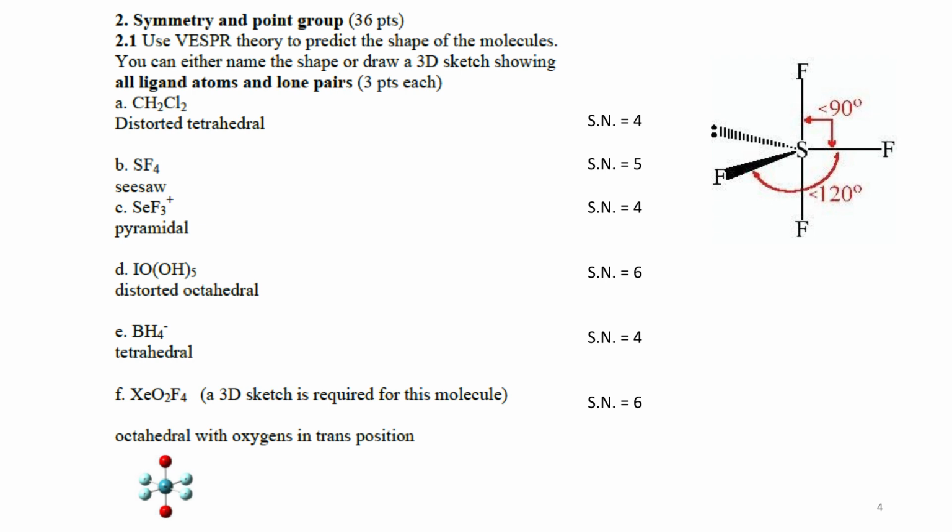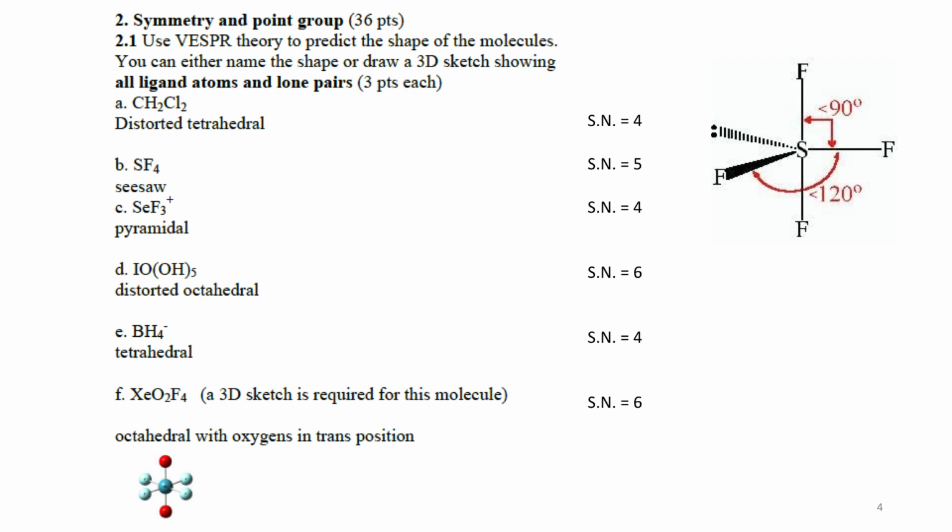This third one, selenium trifluoride cation. Selenium has a valence shell electron count of 6. It uses 3 to form 3 bonds, and there's a positive charge. So you do 6 minus 3 minus 1, and you take the results divided by 2. You end up with 1 lone pair. So 1 lone pair, 3 fluorine atoms. So this is equivalent to ammonia, basically. So that's a pyramidal structure, just like ammonia.